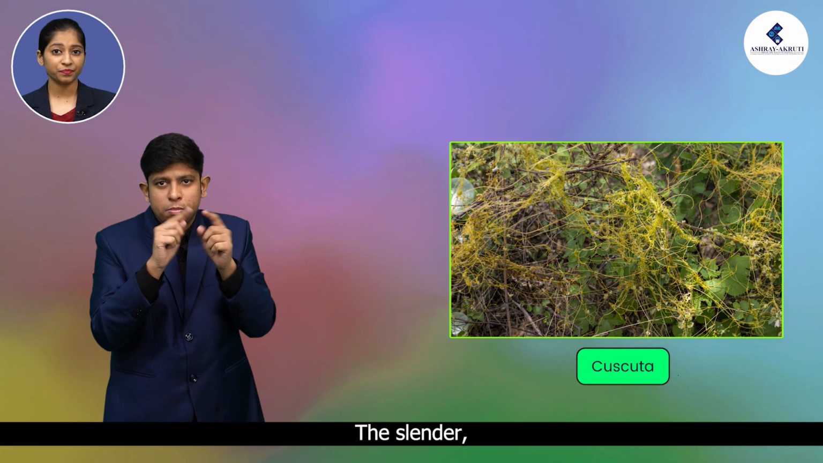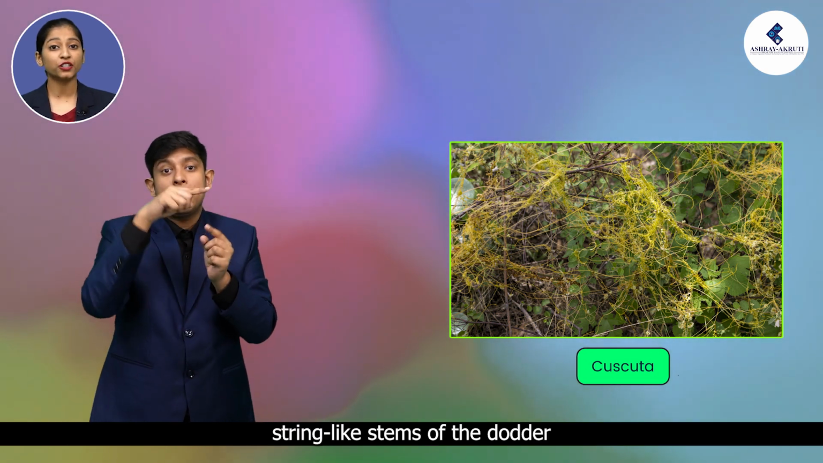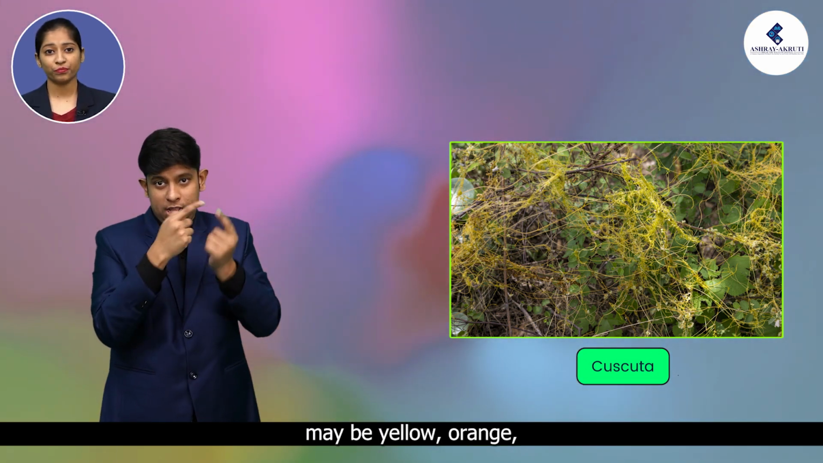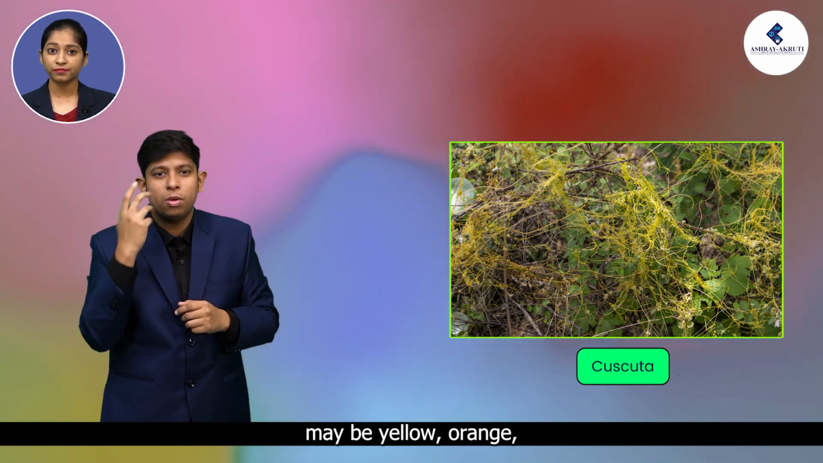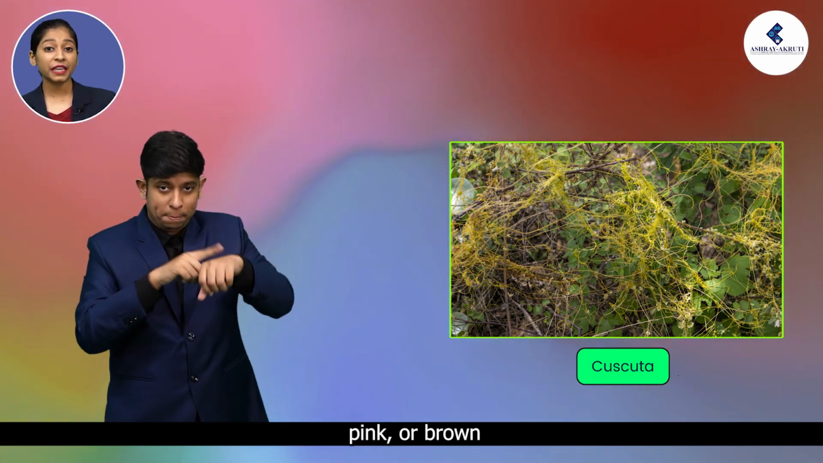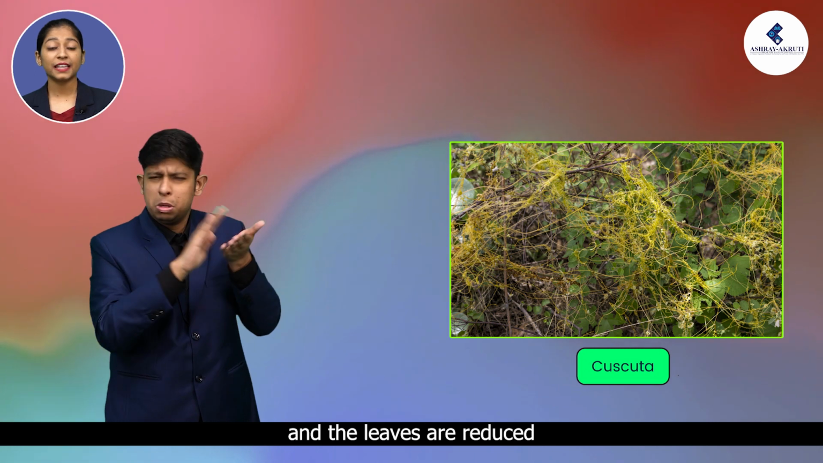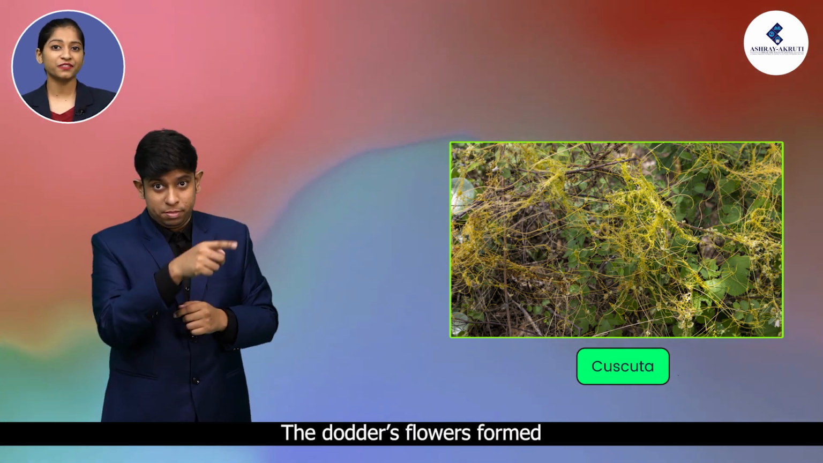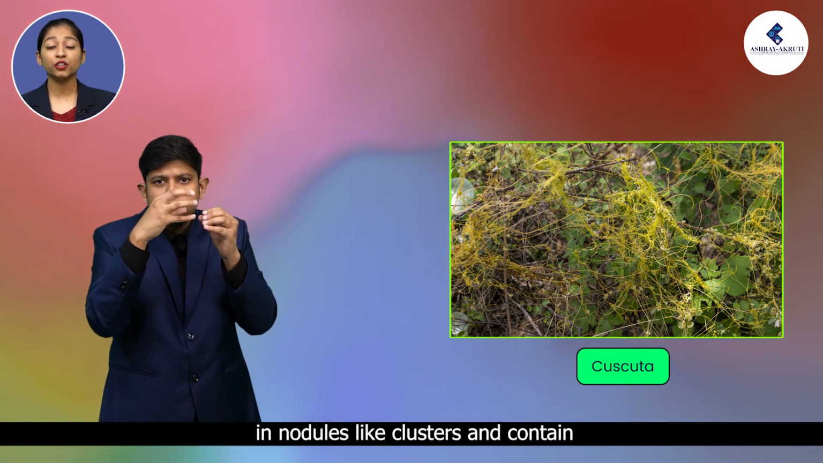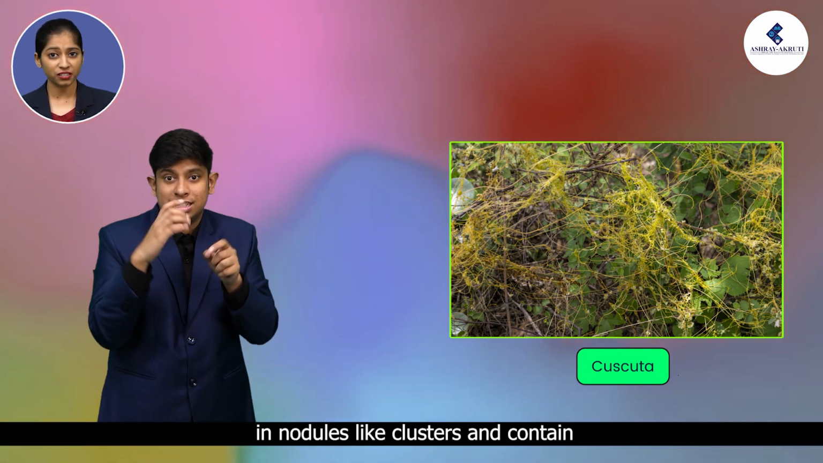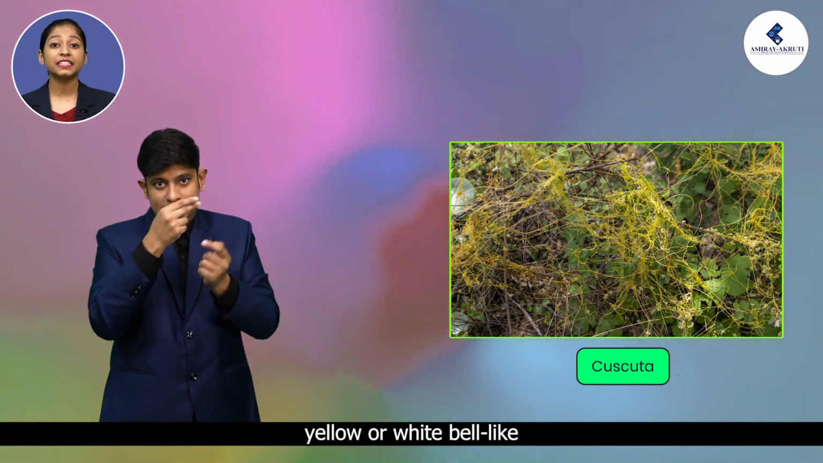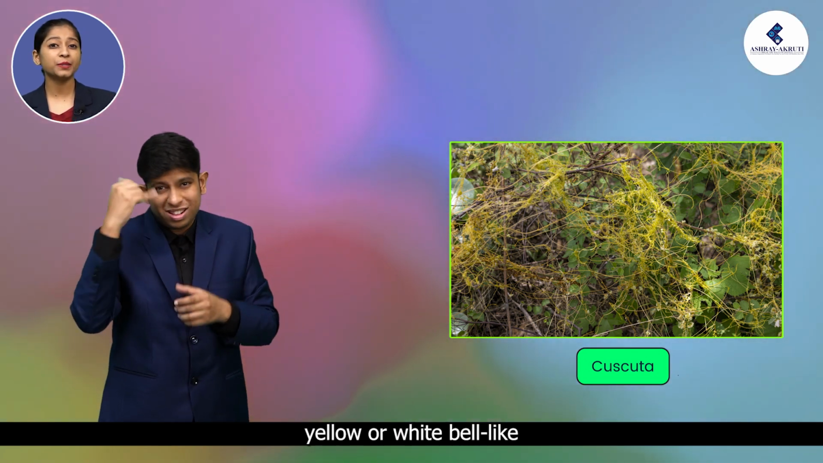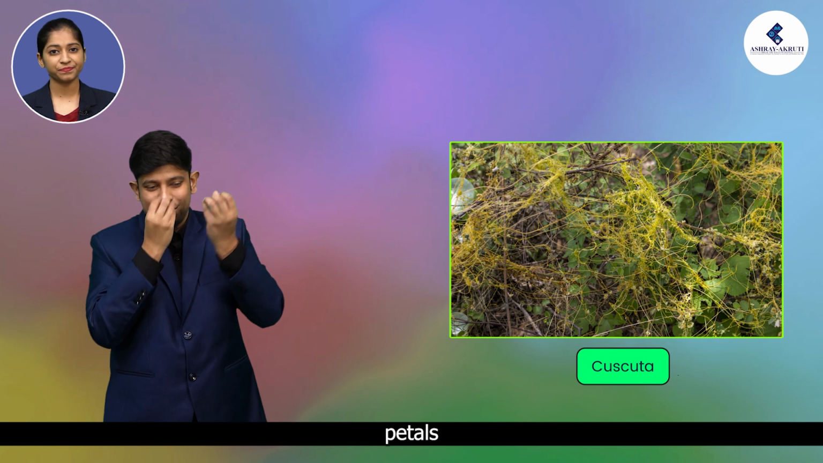The slender, string-like stems of the dodder may be yellow, orange, pink or brown, and the leaves are reduced to minute scales. The dodder's flowers, formed in nodule-like clutches, contain yellow or white bell-like petals.